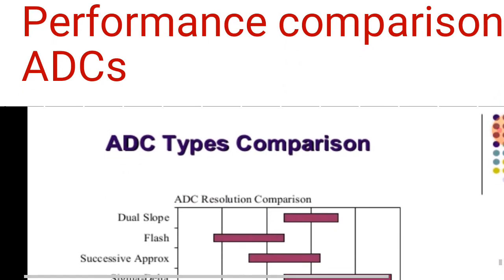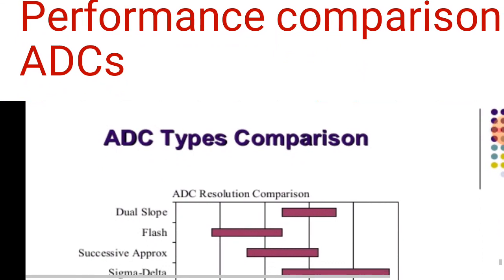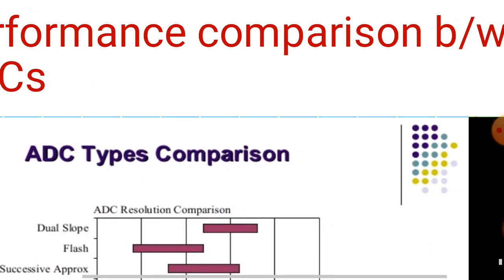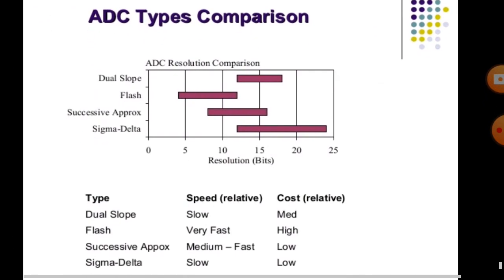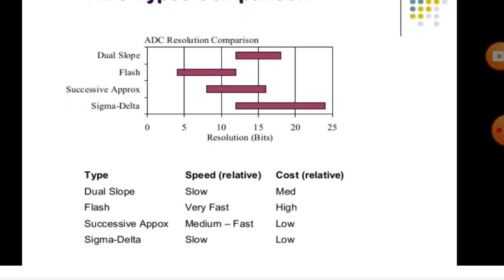So here the next question is for comparison between ADCs, performance comparison between ADCs. You can see in the picture, dual slope: speed is slow, cost medium. Flash type: very fast speed, and cost is high. Successive approximation: speed is medium as well as fast, the cost is low. Sigma delta: slow, and cost is very low.